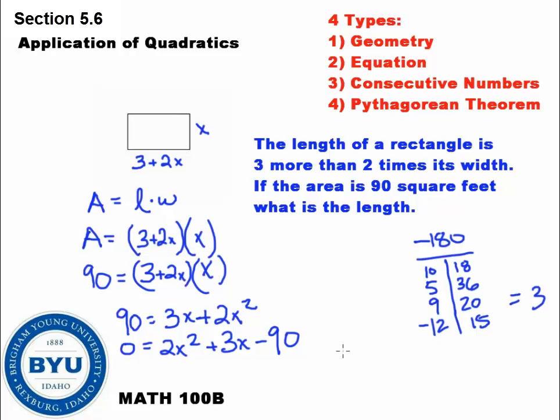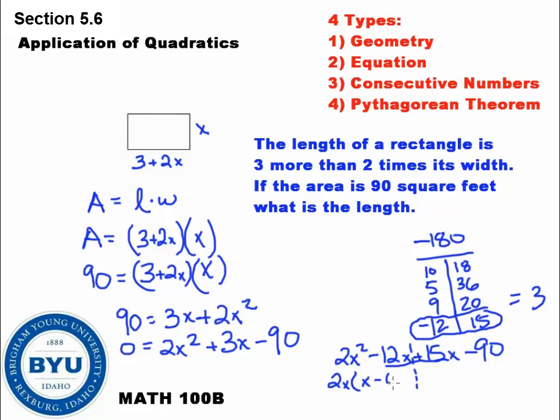So we rewrite the polynomial using, remember, the AC rule. You've got to rewrite it as 2x squared plus 15x minus 12x minus 90. These were the factors I used right here. I then cut the problem in half. Over here I take out a 2x, leaving me with x minus 6.